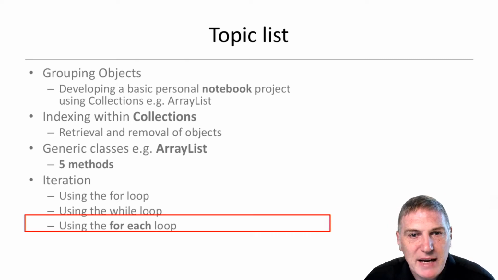So in relation to array lists, we saw how to group objects, developing a basic personal notebook project using collections, and the collection was the array list. We also looked at indexing with collections, retrieving and removal of objects. We saw the 5 main methods, which we'll recap again in a minute. And then we looked at iterating through an array list. So we used the for loop, used the while loop. Then we introduced a brand new one called the for each loop for visiting every element in an array list.